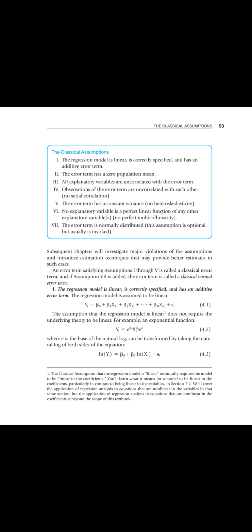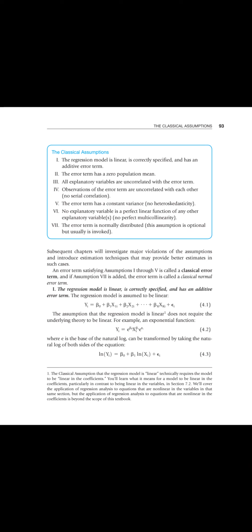And then the error term has a constant variance. So we mean there is no heteroscedasticity there. What a big word. But we're going to deal with that again specifically as a topic on its own. And then no explanatory variable is a perfect linear function of any other explanatory variable. In other words, the explanatory variables should not be correlated with each other.